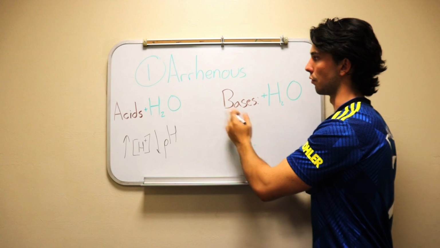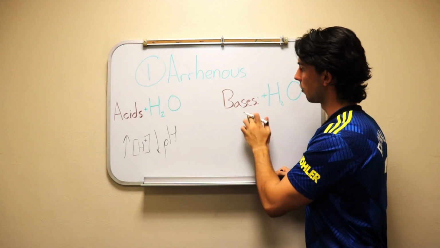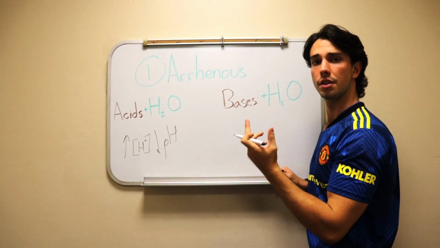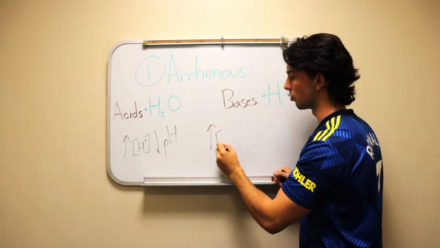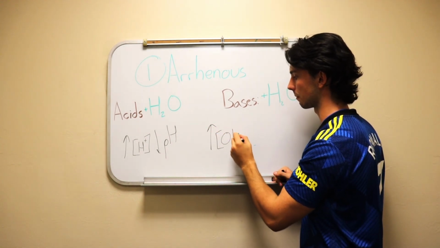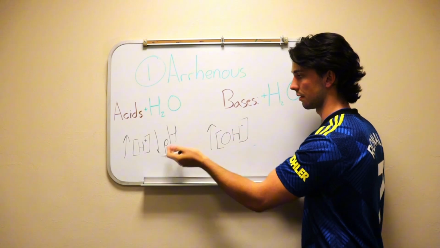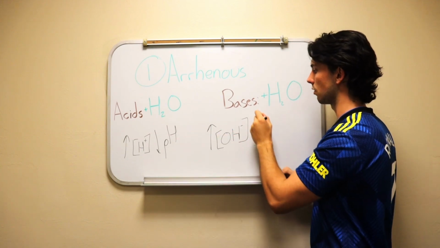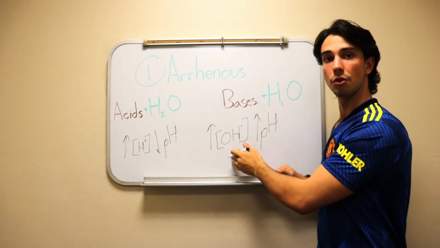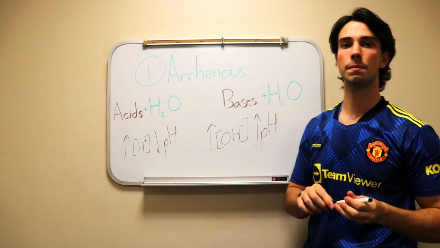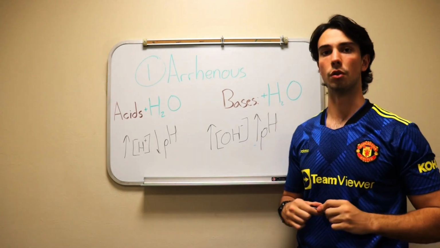Now the opposite is true for Arrhenius bases. These, instead of increasing hydrogen ion concentration, will actually increase hydroxide concentration. And what this does is the opposite. This will increase the pH, because we know as hydroxide concentration increases, the pH will also increase, making the solution more basic.